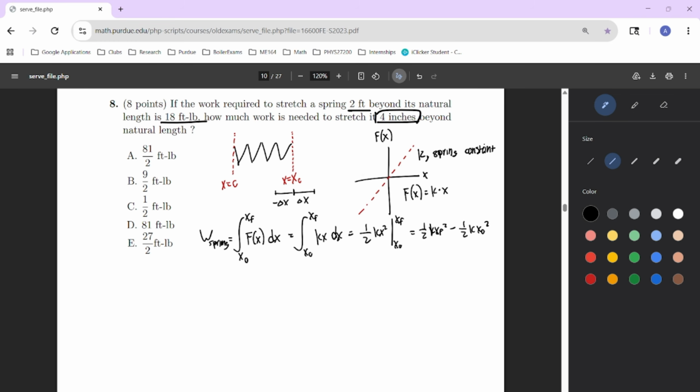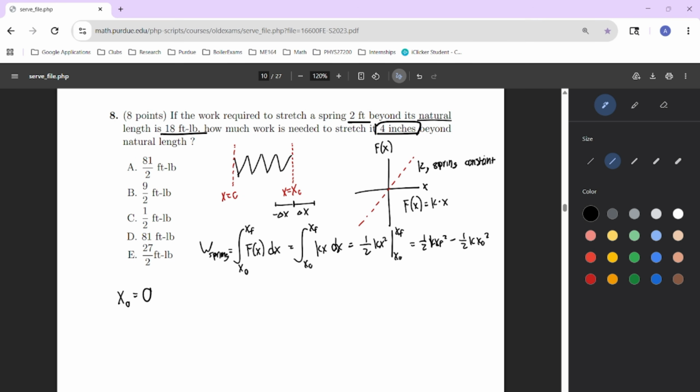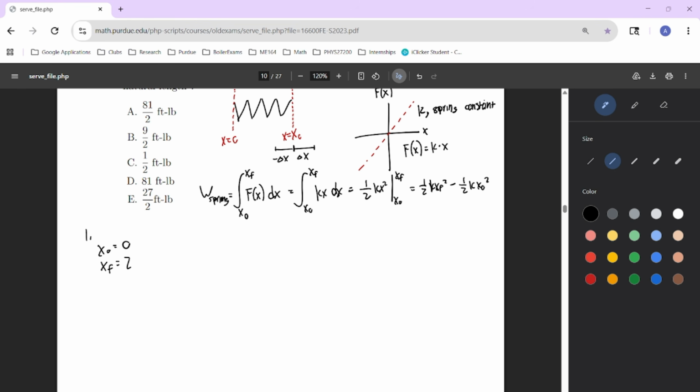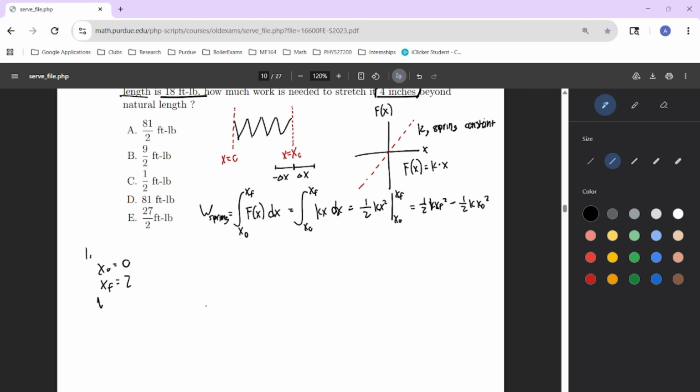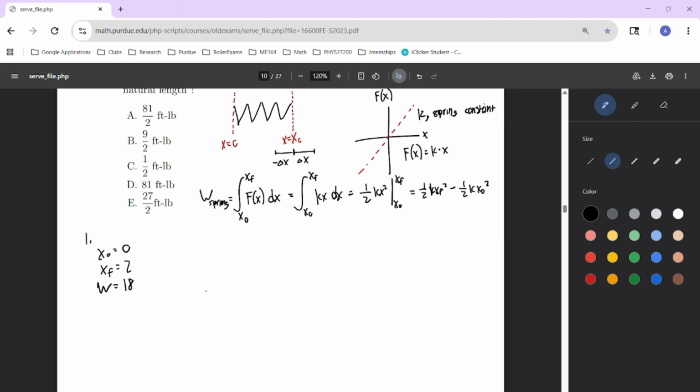The first scenario, we're given that the distance x0 would just be 0, since it is from natural length. And the final distance would be 2 feet. Now, we're not given anything about the spring constant, but we are given the amount of work done on the system. So we know that we can use this equation to solve for the spring constant, which you can use to solve for the second scenario in this problem.